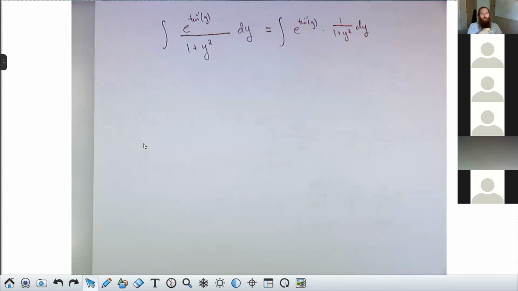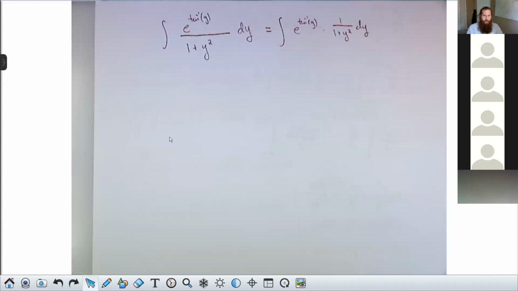Does anybody see the move? Can't you make tan to the negative first y your u, and then your du would be 1 over 1 plus y squared? Very good. You could do this with trig sub. The bottom kind of hints at a trig sub, but the faster path is a u sub.